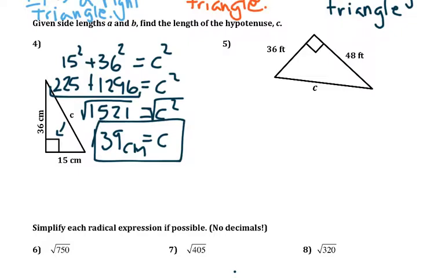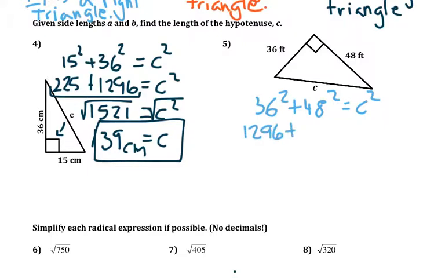Number 5, we're given a right triangle with leg lengths of 36 and 48, and we want to find the hypotenuse. So we're going to go ahead and set up our Pythagorean theorem equation. It could be 36 squared plus 48 squared equals c squared. Then using our calculator we find 36 squared, and that's 1,296.